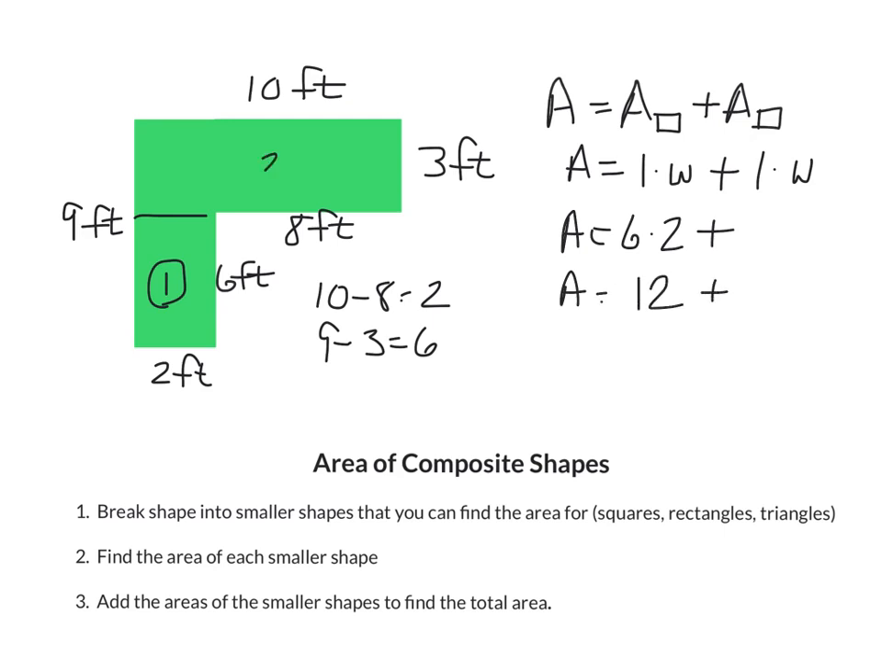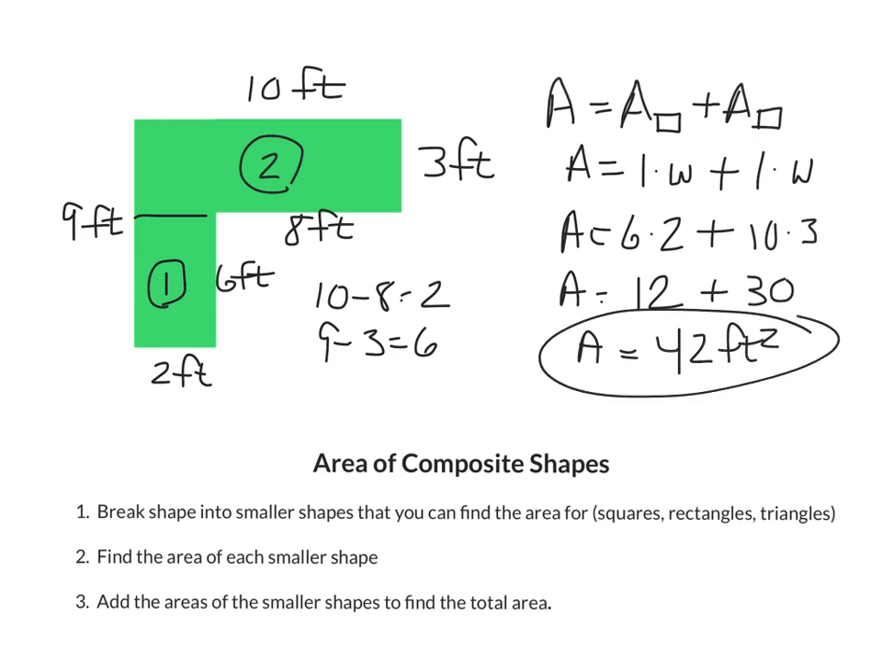All right, let's look at rectangle number 2. Rectangle number 2 is 10 feet by 3 feet. So now I multiply 10 feet times 3 feet, which is 30 square feet. And finally, I add my two areas together. 12 square feet plus 30 square feet would be 42 square feet. And that's the area of that composite shape.